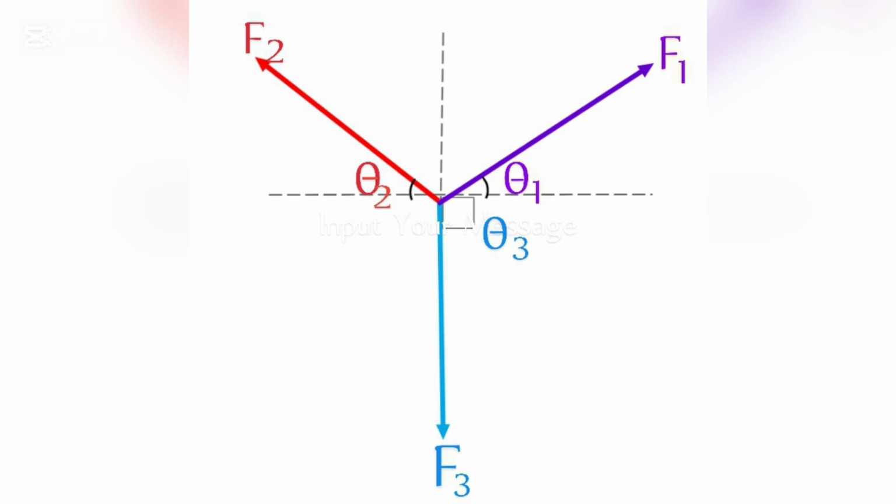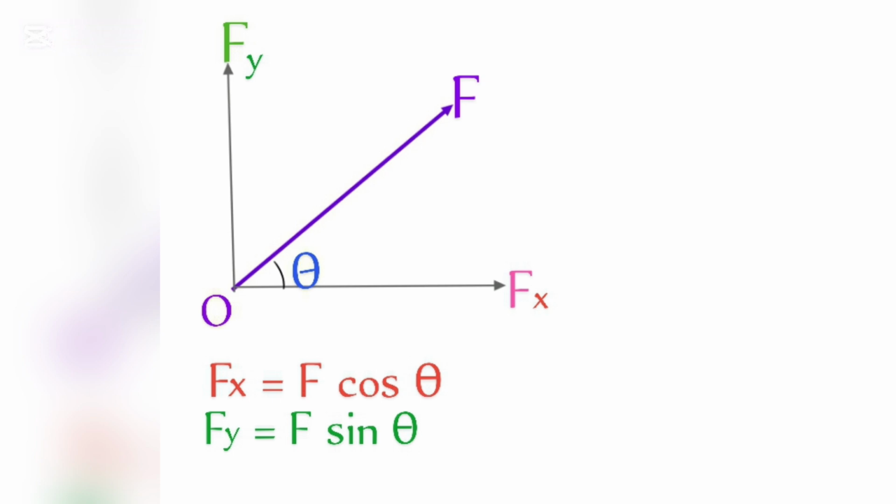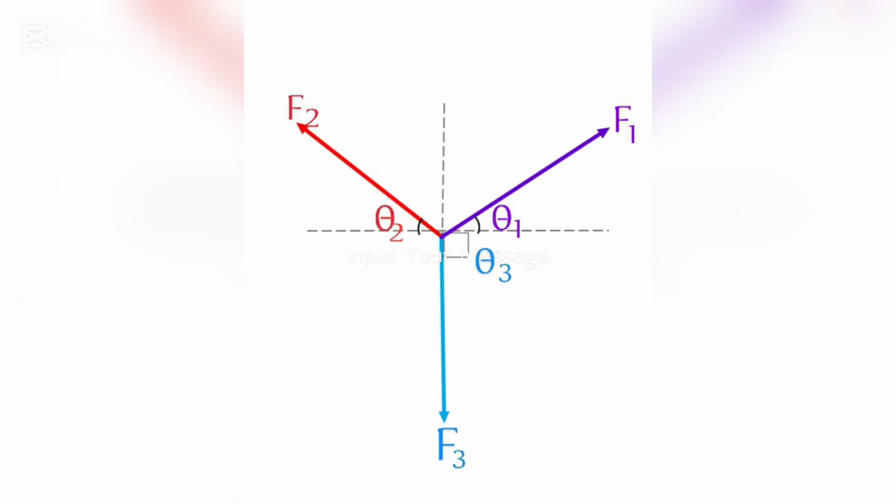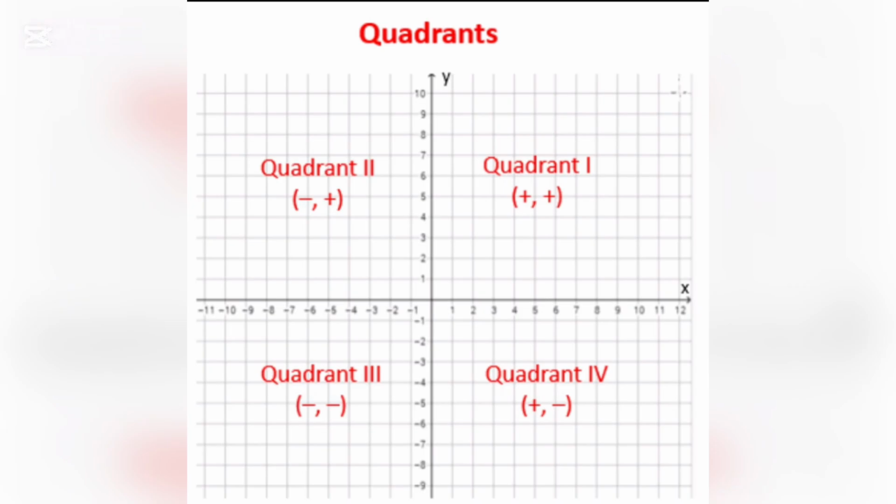Let's consider a system of three forces acting at a point O. These forces are F1, F2, and F3, acting at theta 1, theta 2, theta 3 to the horizontal. We will resolve each of these forces in two perpendicular directions, that is the horizontal component x and the vertical component y. A vector can be positive or negative depending on its direction.